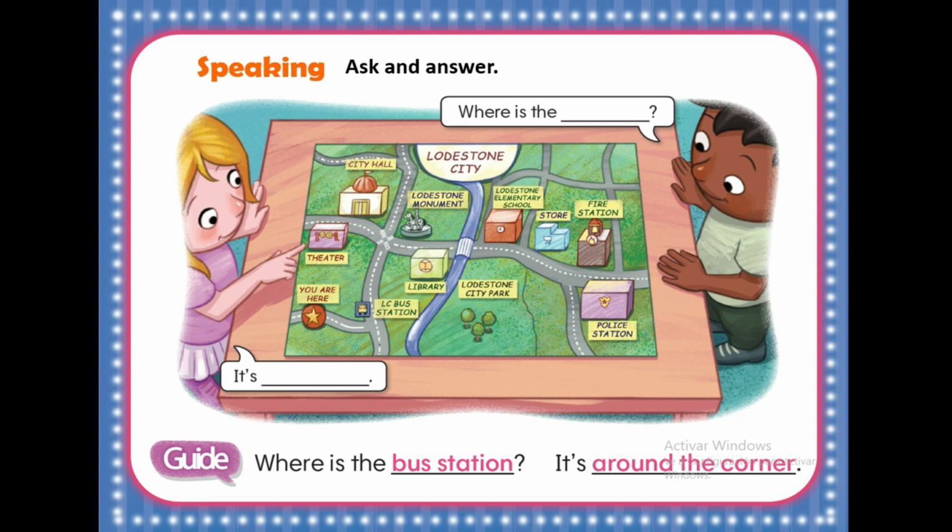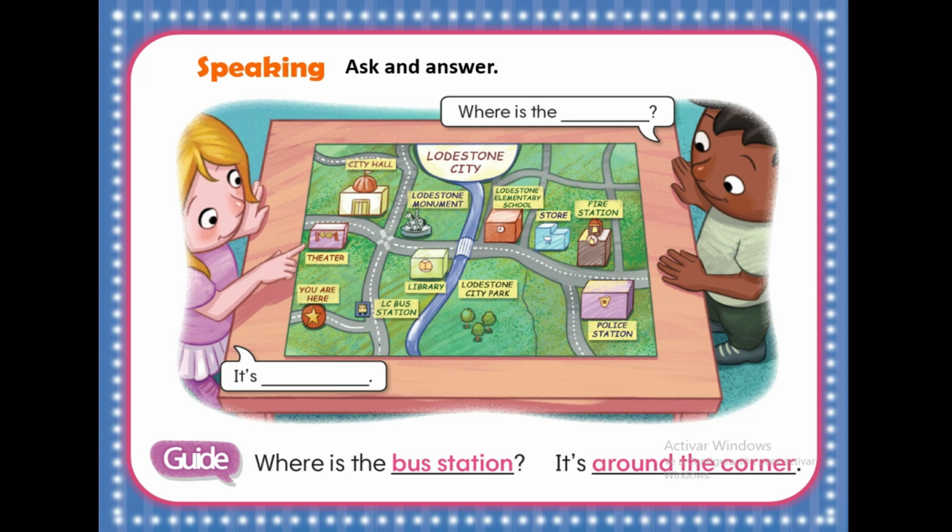Entonces, chicos, vamos a completar las nubecitas de la parte de arriba. Where is the? Y escriben ahí el nombre, cualquiera de los que están ahí en la ciudad. Y en la parte de abajo donde dice it, escriben en dónde está. Around the corner. Podría ser turn to the right, under the bridge, or maybe at the crosswalk. Entonces ahí por favor van completando esta parte. Lo completan con su lápiz.